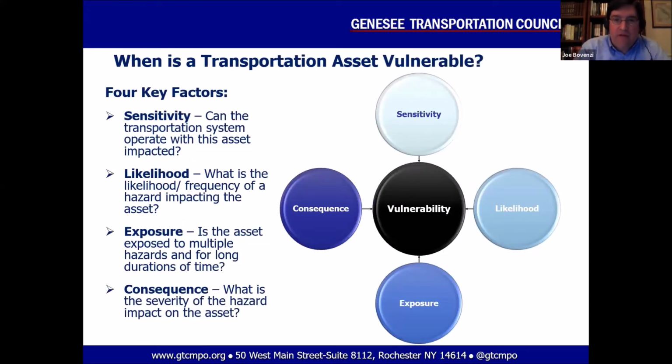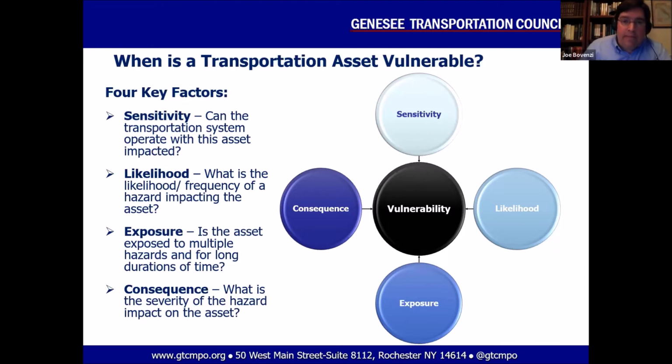Looking at how we identify asset vulnerability, we settled on four key factors. First, sensitivity, which is how sensitive the transportation system is to whether an asset is knocked out of commission or not. Then likelihood, which is the likelihood or frequency of a hazard impacting this asset. Then exposure, which is what I mentioned earlier: if a bridge is located in a floodplain, it's exposed to flooding, versus a bridge at a high elevation, which would not be directly exposed to flooding. And then consequence on the asset, which is the severity of how the hazard impacts the asset. Is an asset designed to withstand flooding or some other event, or is it not?